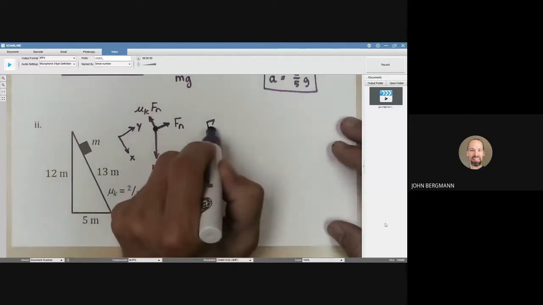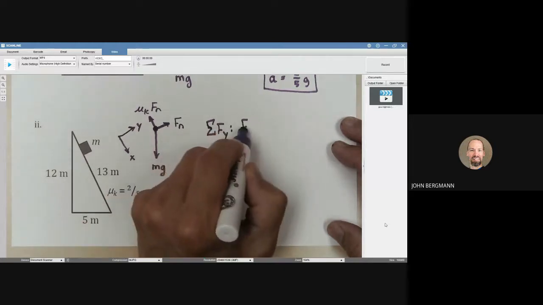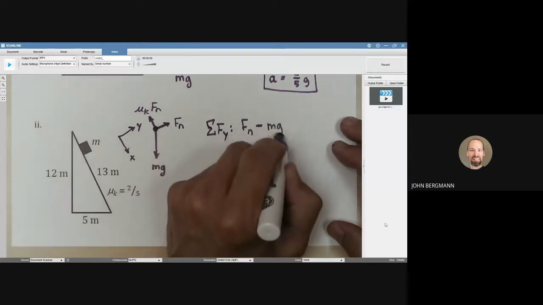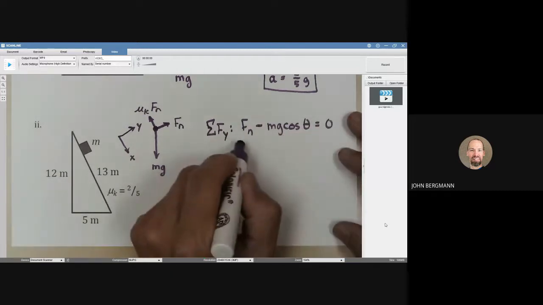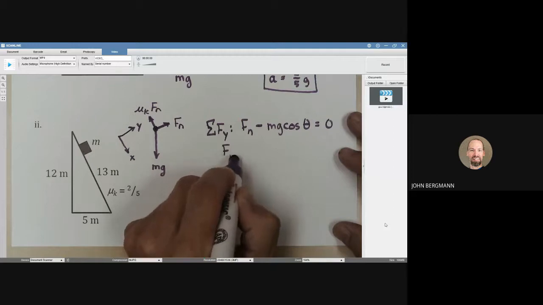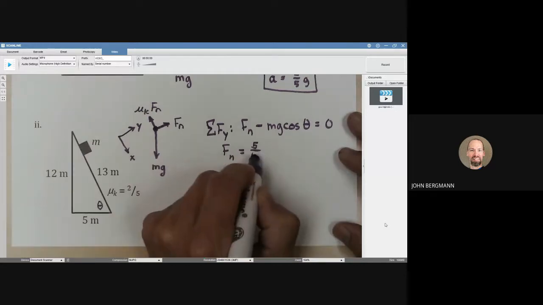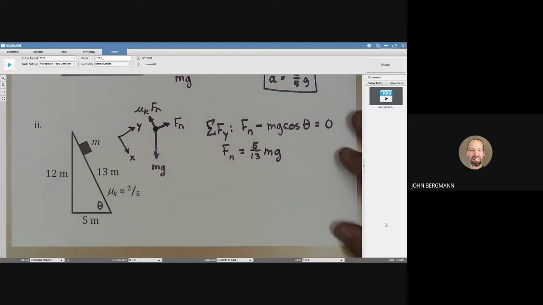Let's see what we can get here. Let's sum the forces in the y direction. So how about Fn minus mg cosine theta? And in the y direction, there is no acceleration. So that's 0. All right, so Fn equals mg cosine theta. And we're not given theta, but there's theta right there. And so what would the cosine of theta be? Wouldn't it be 5/13? 5/13 mg. mg cosine theta would be mg times 5/13. I think that would be what we want for the normal force.